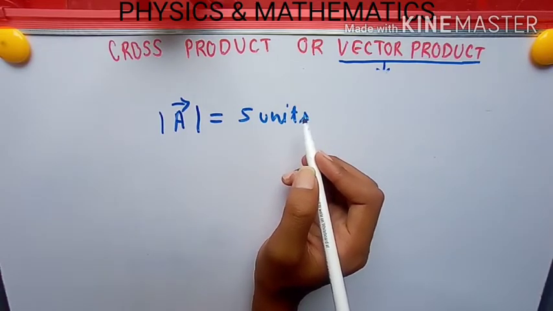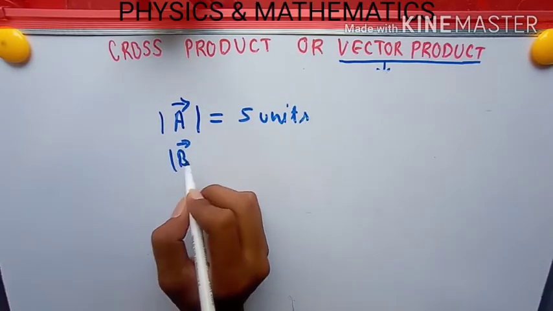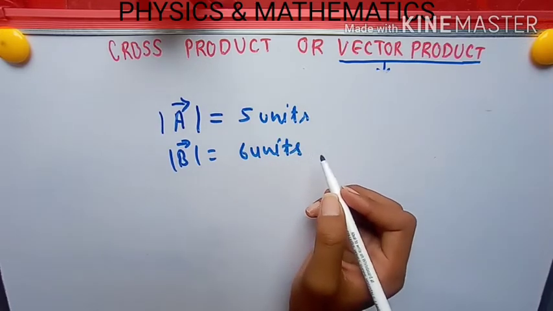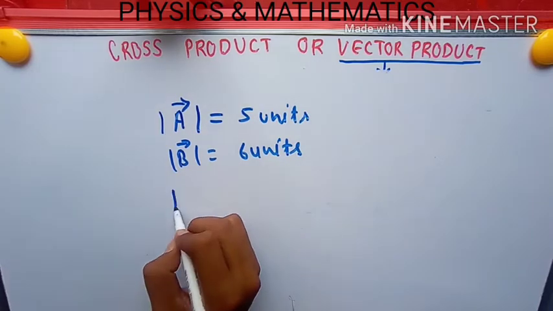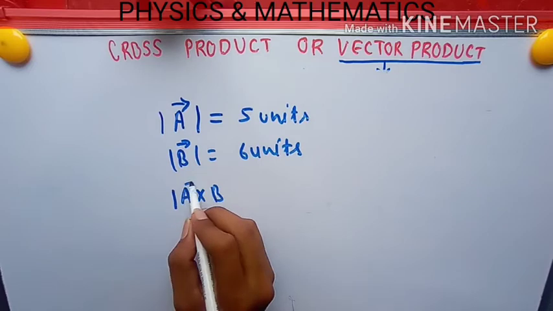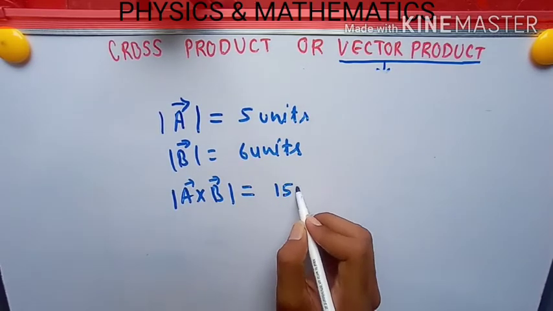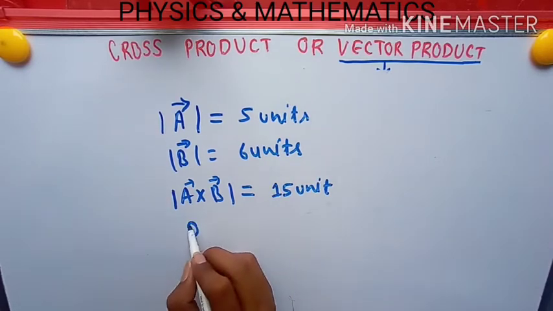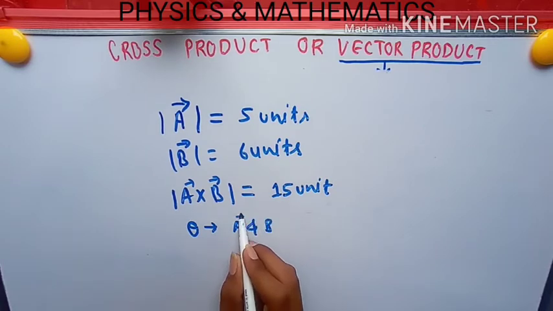And B has a magnitude of 6 units. Okay, vector B has a magnitude of 6 units. This is the question. And the cross product of A and B is also given to you, and it has a magnitude of 15 units. Now what is left? You have to find the angle between the directions of the A and B vectors.